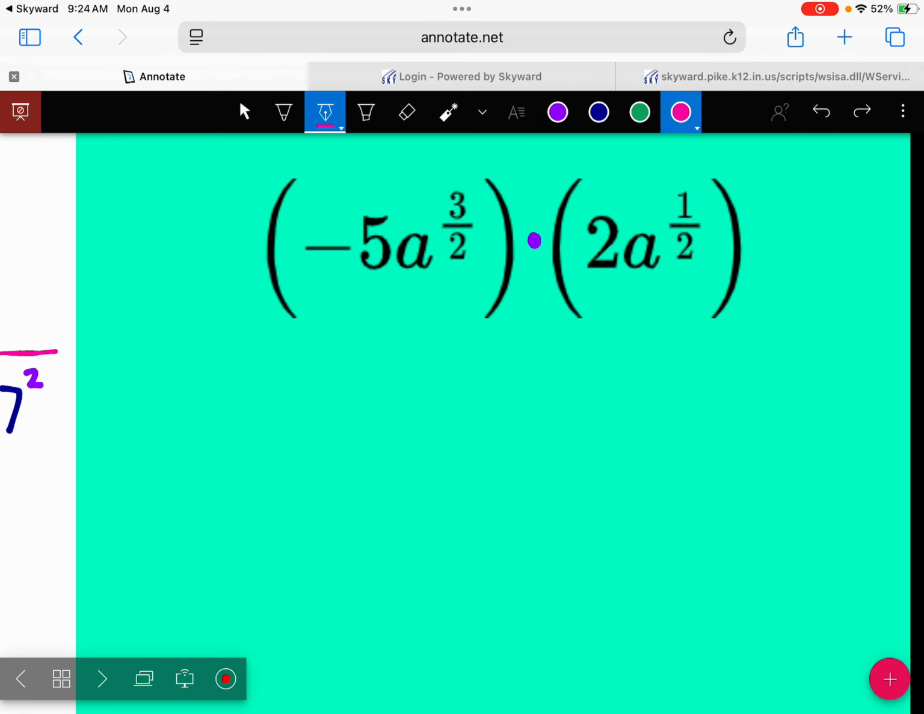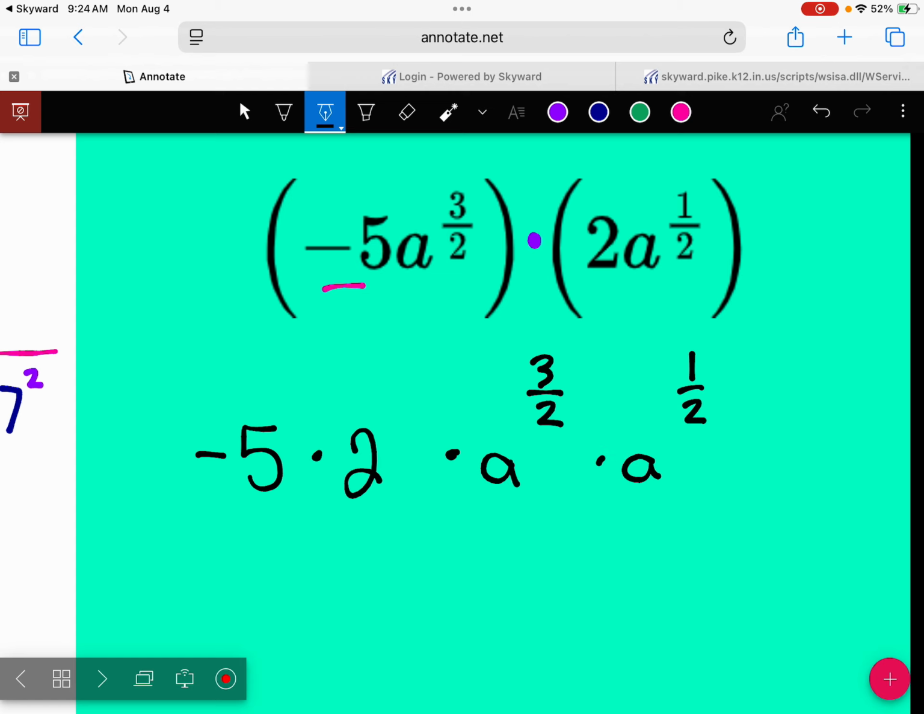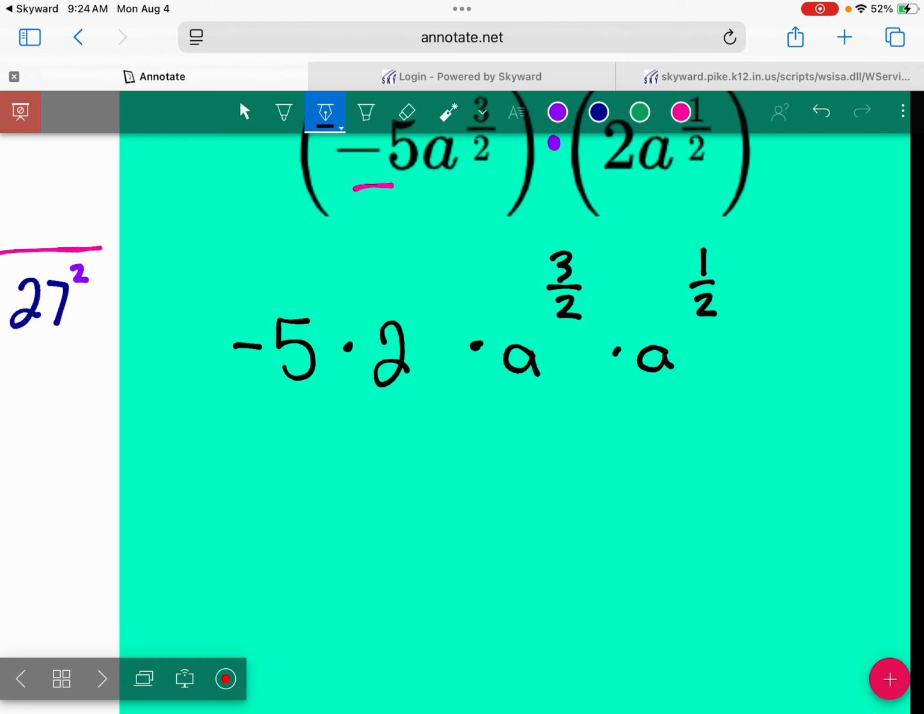So let's reorder this. Let me put my numbers together. And I'm going to use dark numbers here. So we're going to have our minus 5 times 2. And then we've got our times a to the 3/2 times a to the 1/2. Negative 5 times 2, that we can do. What's negative 5 times 2?